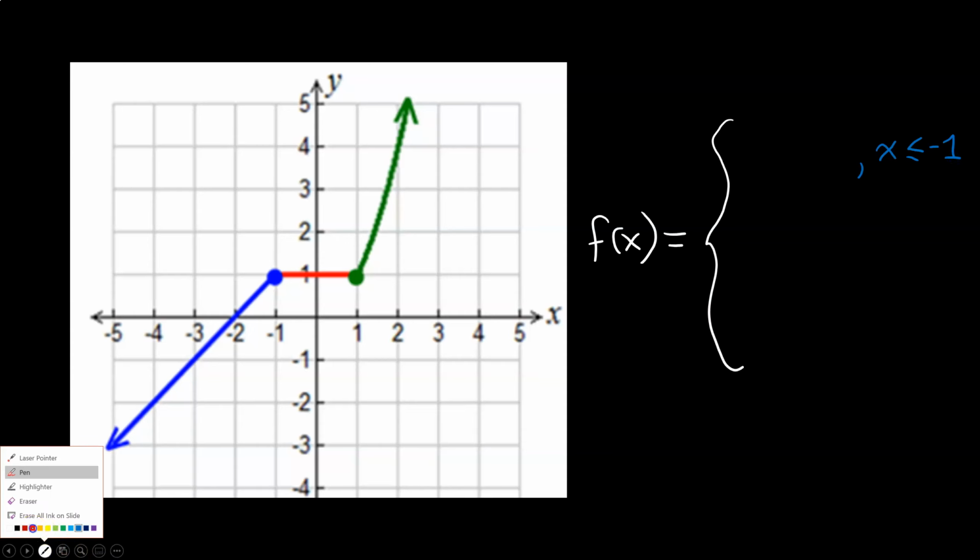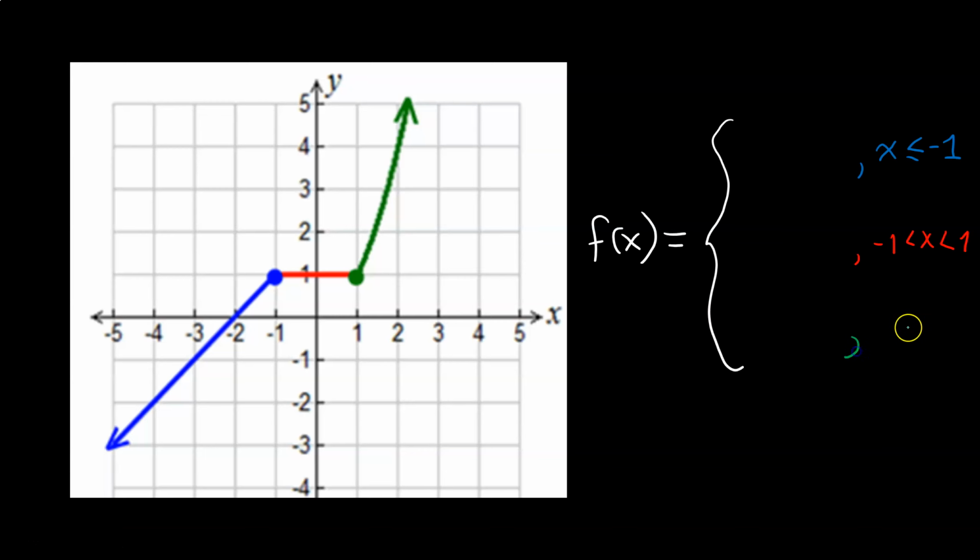The red piece is for this part of the domain from -1 is less than x and x is less than 1. Now, how do I know not to include the endpoints? Well, my solid dots are either blue or green, not red, so I'm not including that in the red. And then the third piece is the green, and that is from 1 to infinity. So we would say when x is greater than or equal to 1.